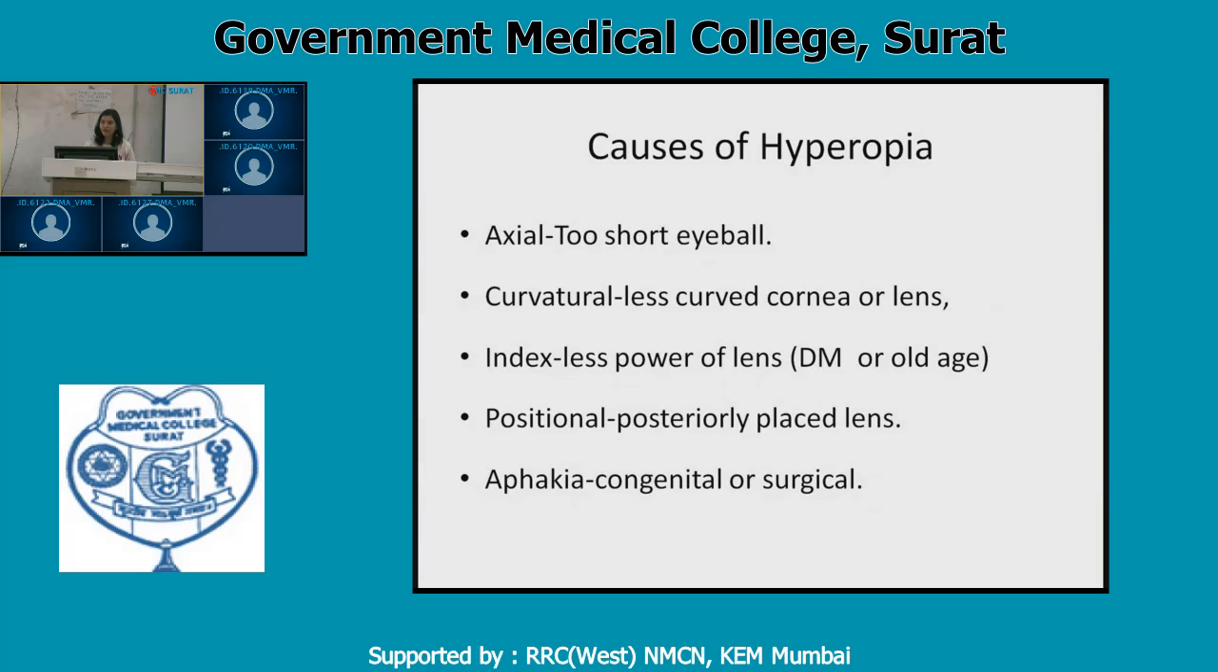one is the aphakia. Aphakia means absence of lens. The crystalline lens is either congenitally absent or there is a surgical removal. Maybe because of cataract or some reason, there is surgical removal of this lens.